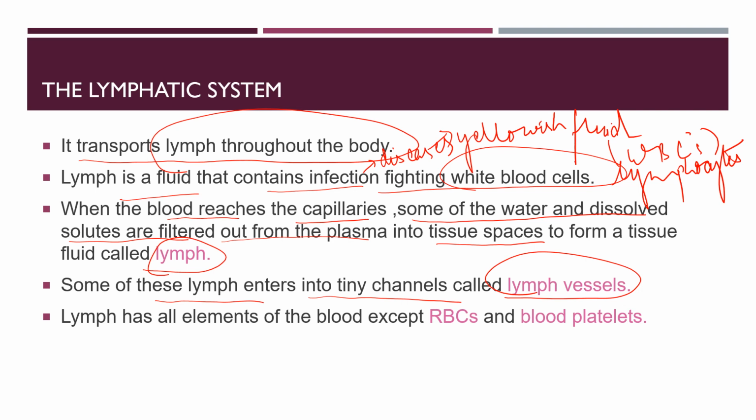Now lymph has all elements of the blood except RBCs and blood platelets. So lymph does not have RBCs, and it does not have blood platelets. It has all the other elements of the blood. Some of this lymph enters the tiny channels, which we call the lymph vessels.